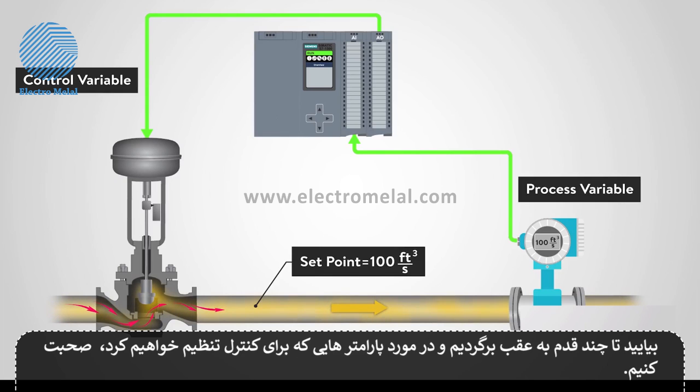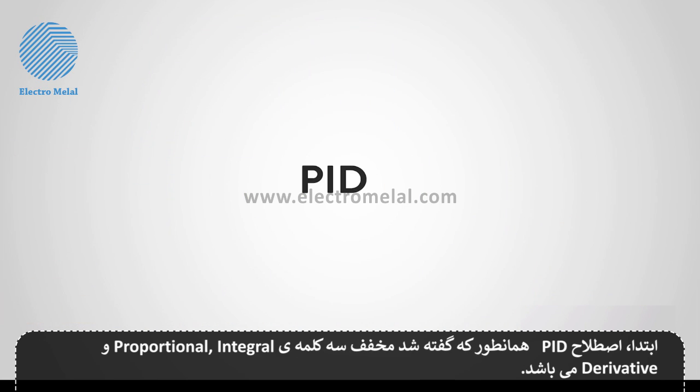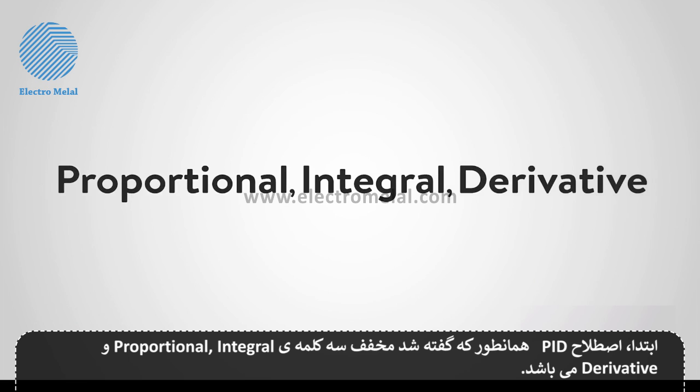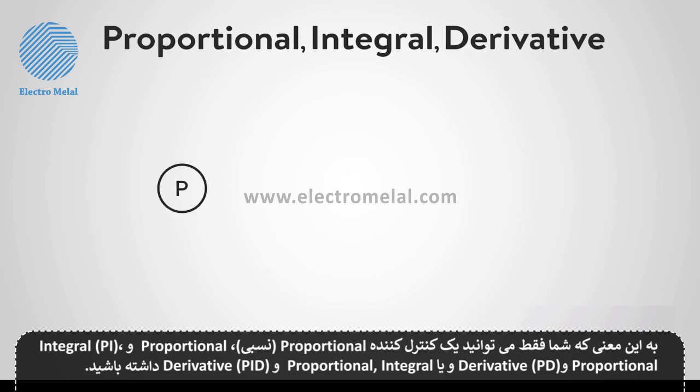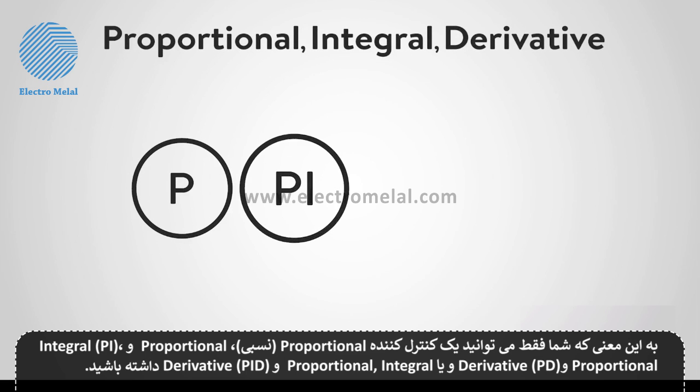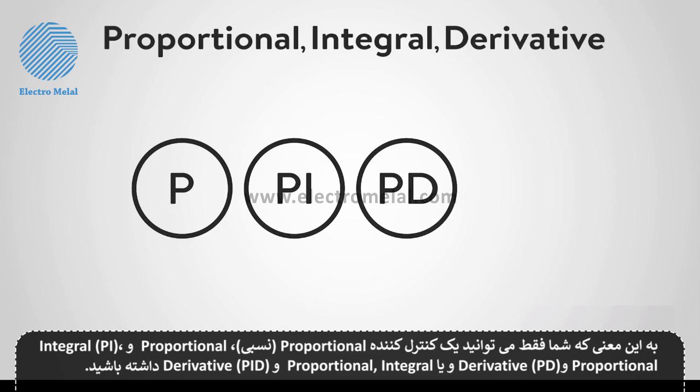Let's take a step back and talk about the parameters that we will be adjusting for our control. First, the PID term, as stated earlier, stands for proportional, integral, and derivative. These parameters can be used individually or collectively, meaning you can have just a proportional controller, a proportional and integral, a proportional and derivative, or of course, a proportional, integral, and derivative controller.